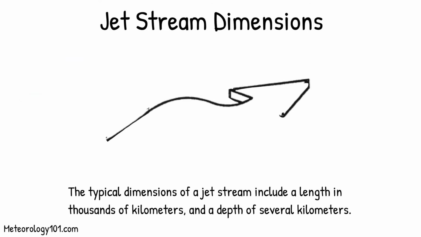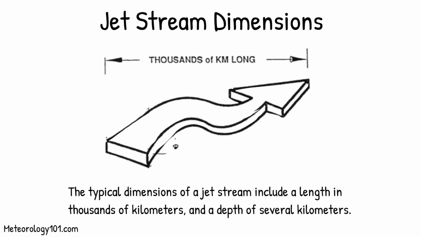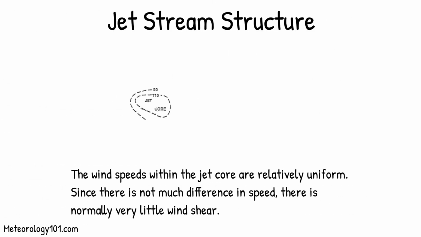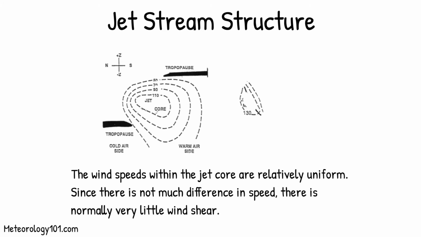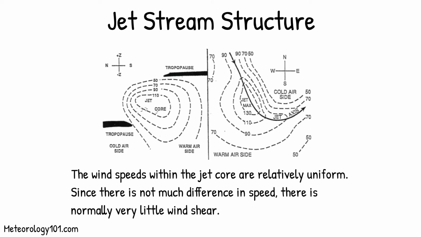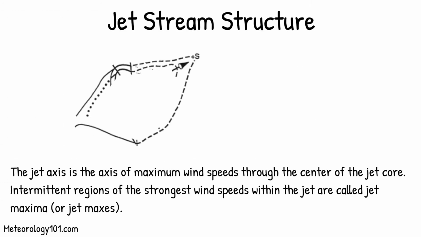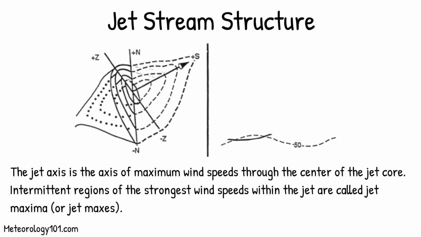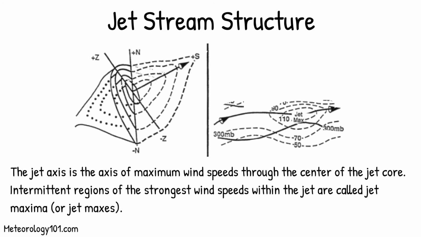Jet stream dimensions. The typical dimensions of a jet stream include a length in thousands of kilometers and a depth of several kilometers. Jet stream structure. The wind speeds within the jet core are relatively uniform. Since there is not much difference in speed, there is normally very little wind shear. The jet axis is the axis of maximum wind speeds through the center of the jet core. Intermittent regions of the strongest wind speeds within the jet are called jet maxima.